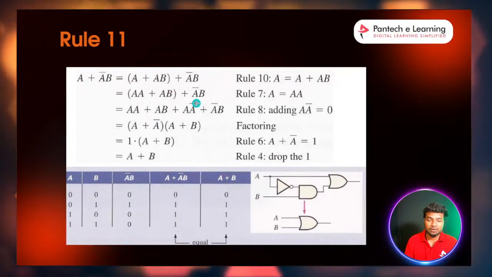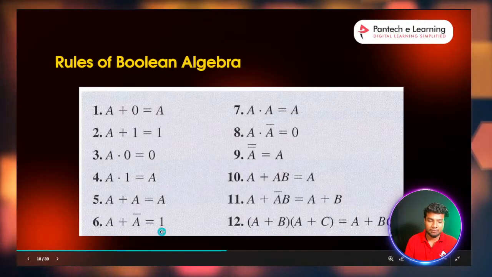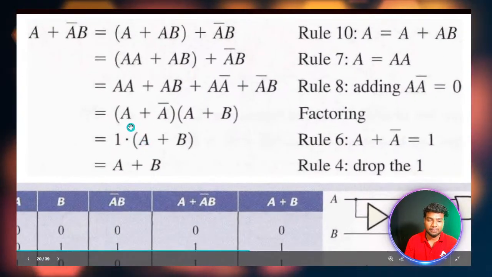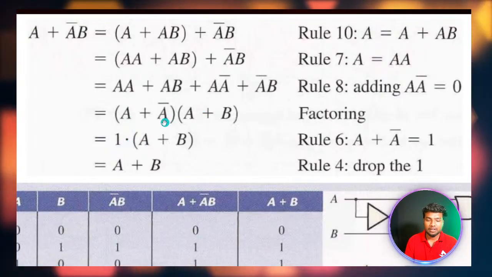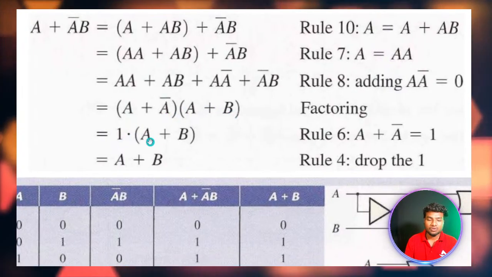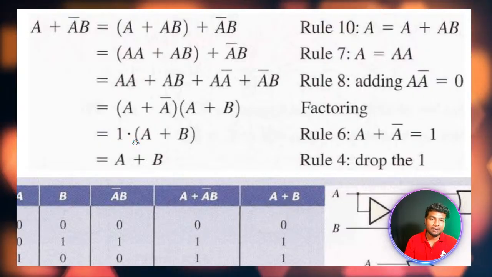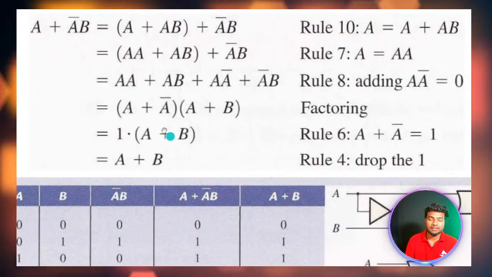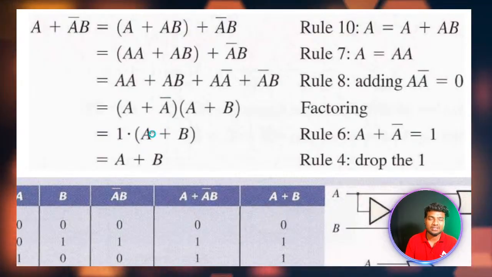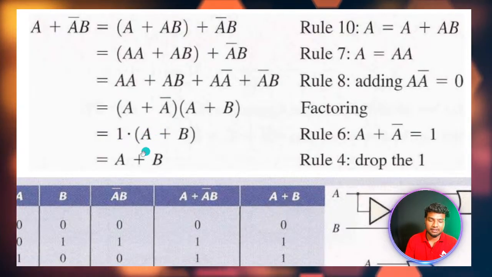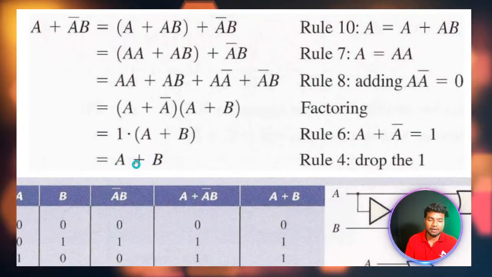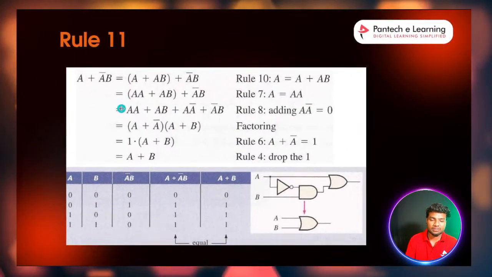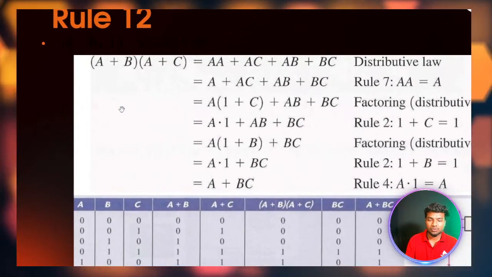So a plus a bar, you will get 1. I am assigning 1 here for a plus a bar, and then I have a plus b only. And then 1 dot a means you will get a as output. 1 dot with anything means you can simplify it as anything, so you will get anything as output. So a plus b is the simplified answer. Okay, this is the 11th rule expression. And then I am going to the 12th rule.